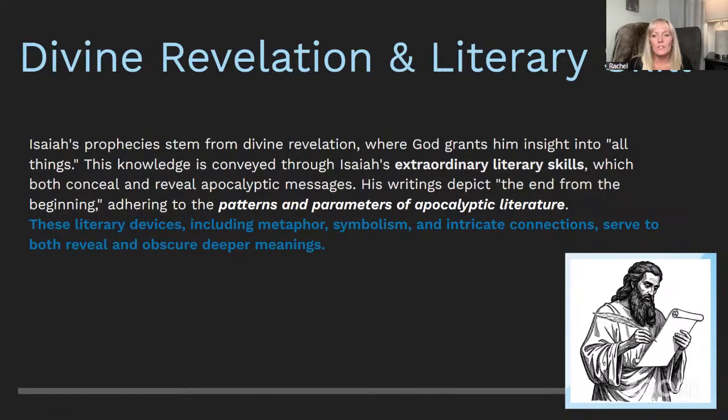Okay, so divine revelation and literary skill. Isaiah's prophecies stem from divine revelation, where God grants him insight into all things, which we mentioned that phrase before. This knowledge is conveyed through Isaiah's extraordinary literary skills, which you guys are going to be seeing so much more of this year. So they conceal and reveal his apocalyptic message. His writings depict the end from the beginning and adhere to patterns and parameters of apocalyptic literature.